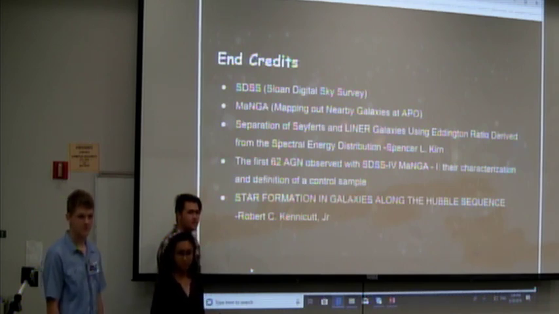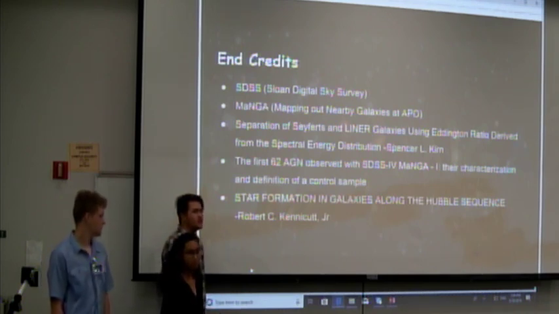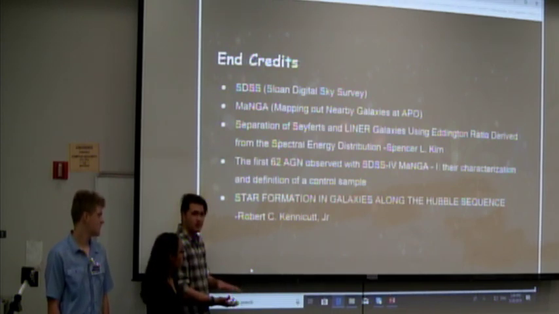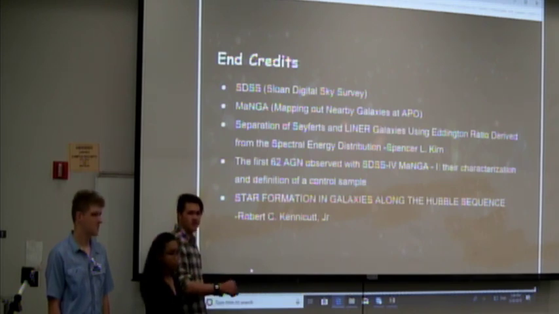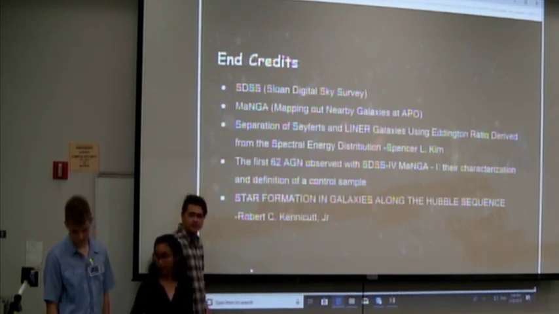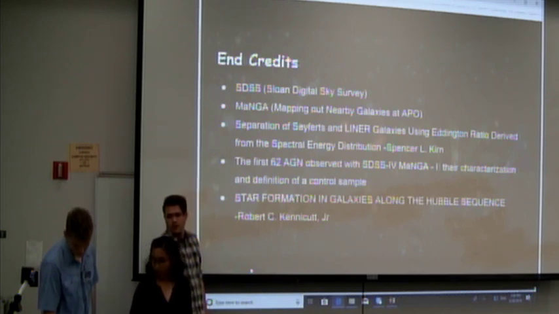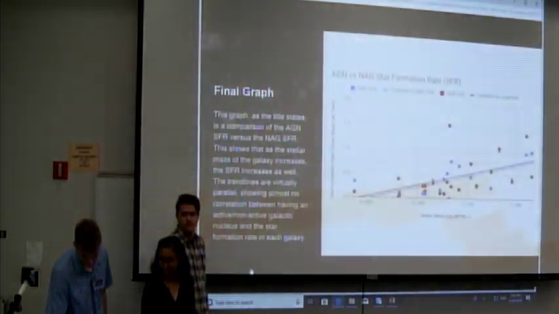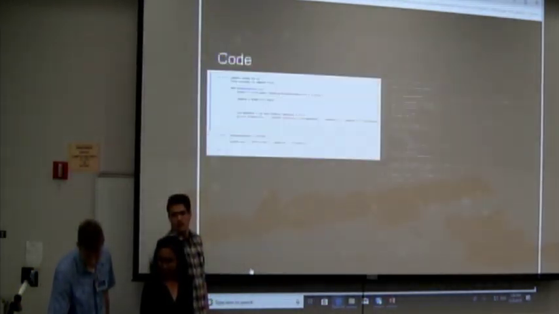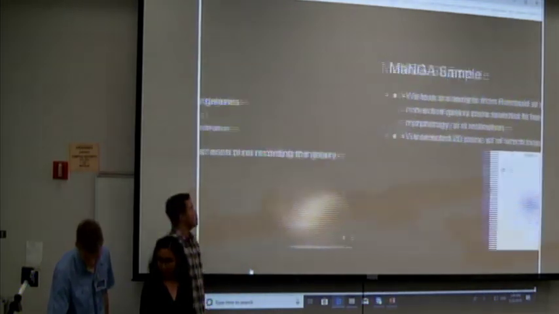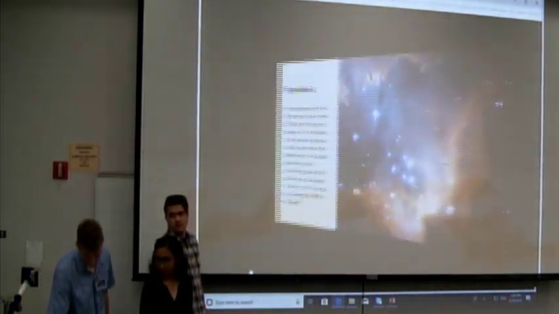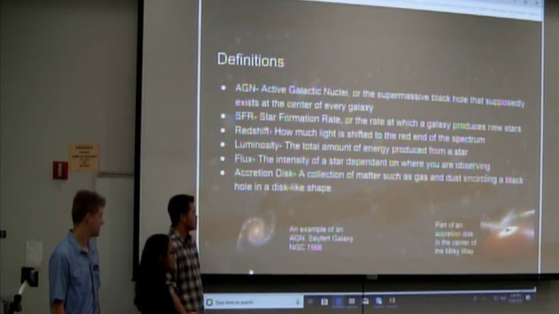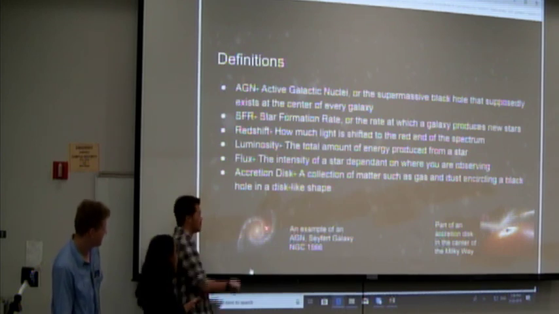What's your definition of a spiral galaxy? It's a galaxy that is very disc-like in shape, and then it has arms that kind of look like it's spiraling. An example of that is right there, the Seyfert galaxy NGC 1566. So you can see.